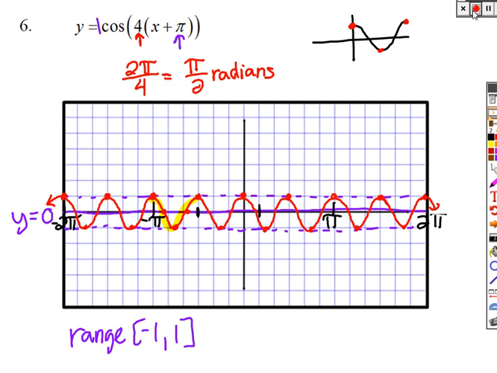Now just a couple quick checks. This b value, this 4, means I should see 4 cycles. 1, 2, 3, 4 cycles in 2 pi radians. Sure enough, I do. You could also make a table.